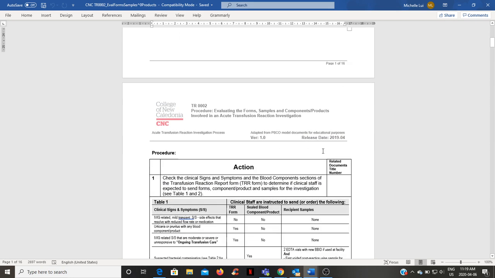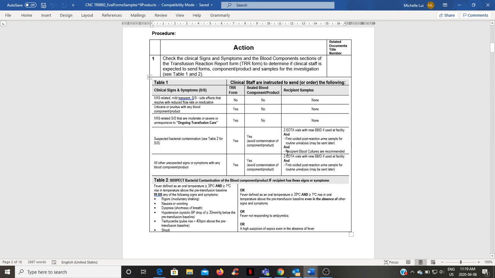So hopefully we've received all those pieces. Now what are we going to do? So check the clinical signs and symptoms and the blood components section of the TRR form to determine if clinical staff is expected to send forms, components, and samples. So we've determined that yes, we do need these things.